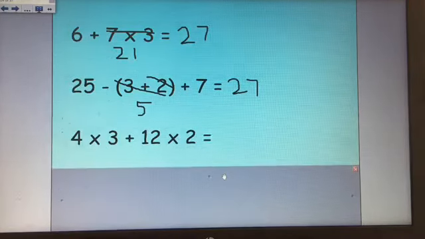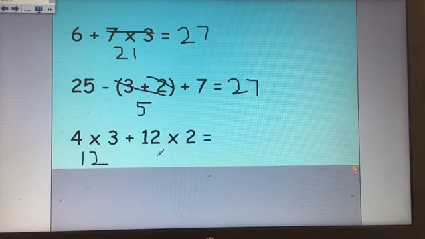Let's have a look at the next one. 4 times 3, add 2 times 12. So the multiplications are obviously more important than the addition, so I'm going to do those two first. I'll do this one first because it comes first. So 4 times 3 makes 12.